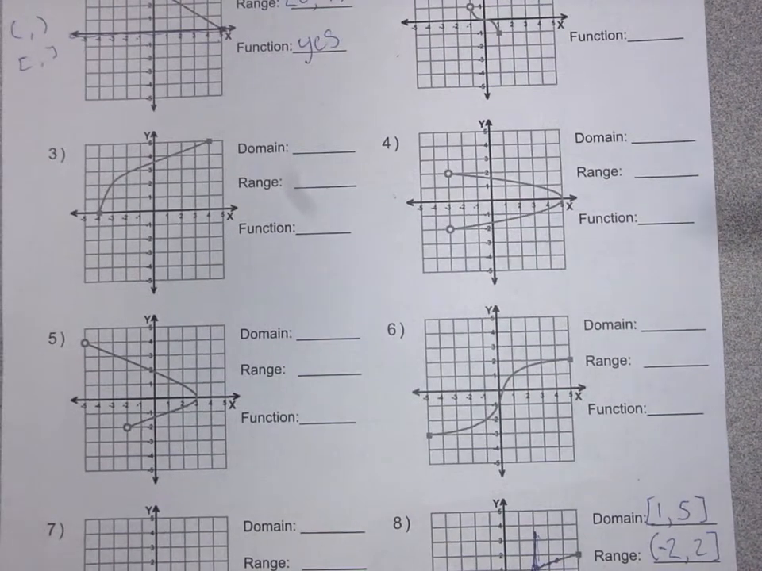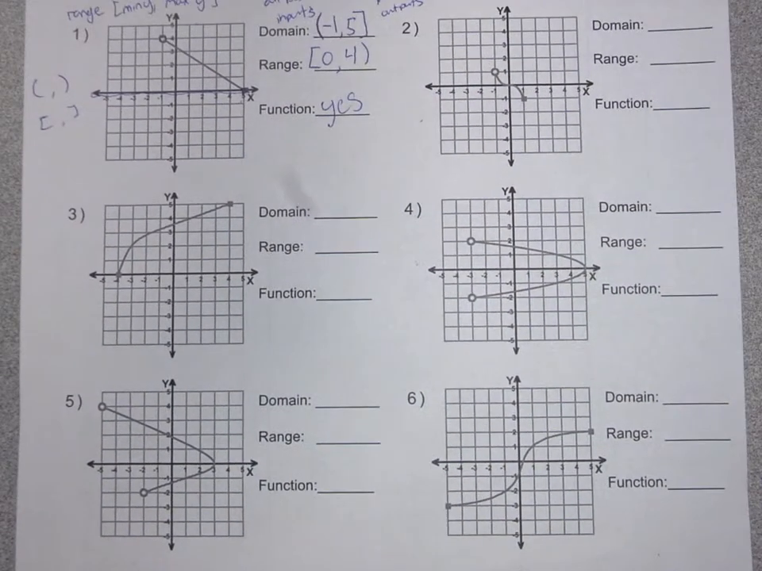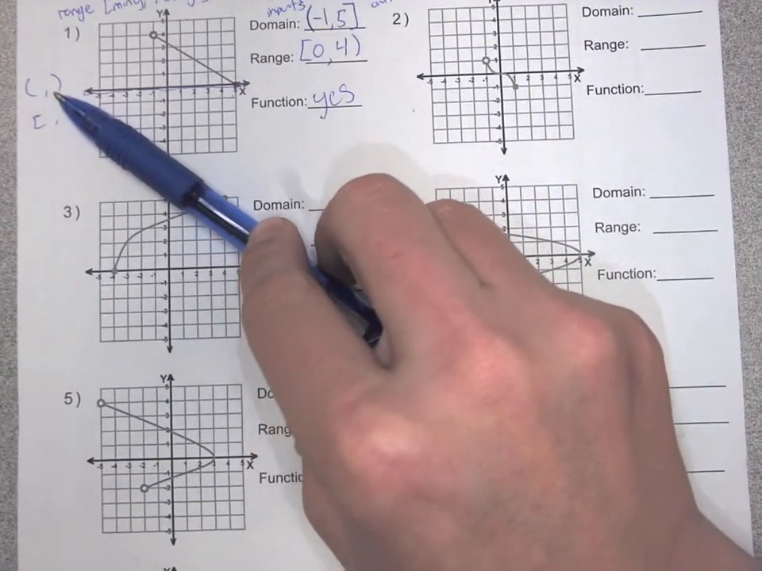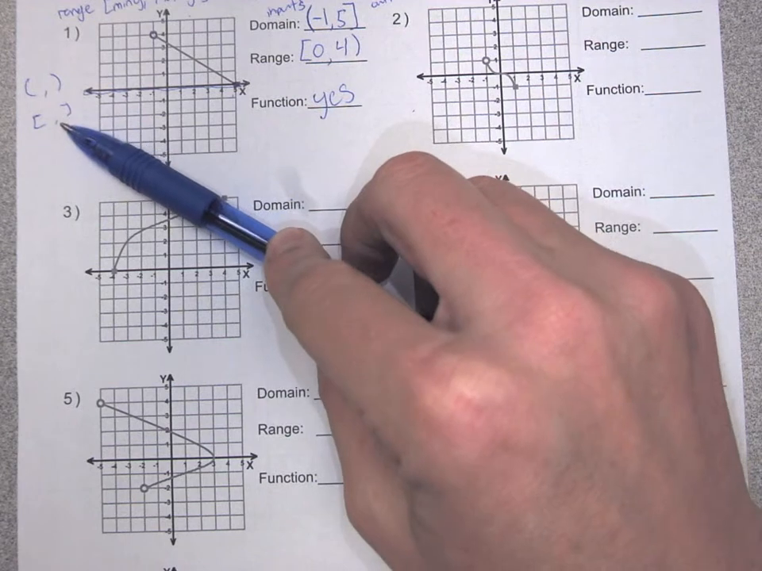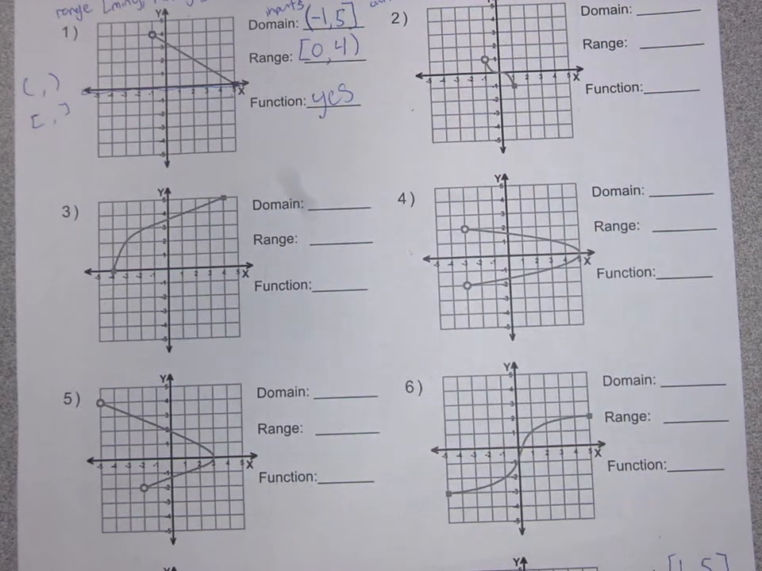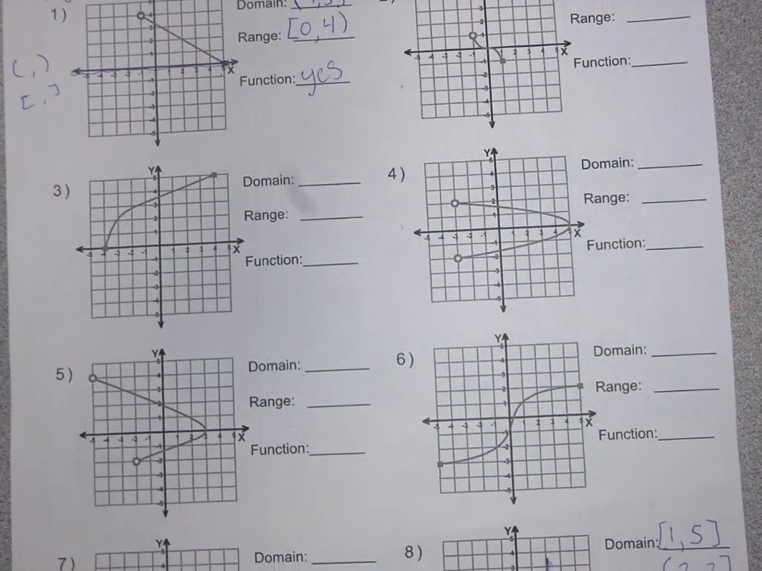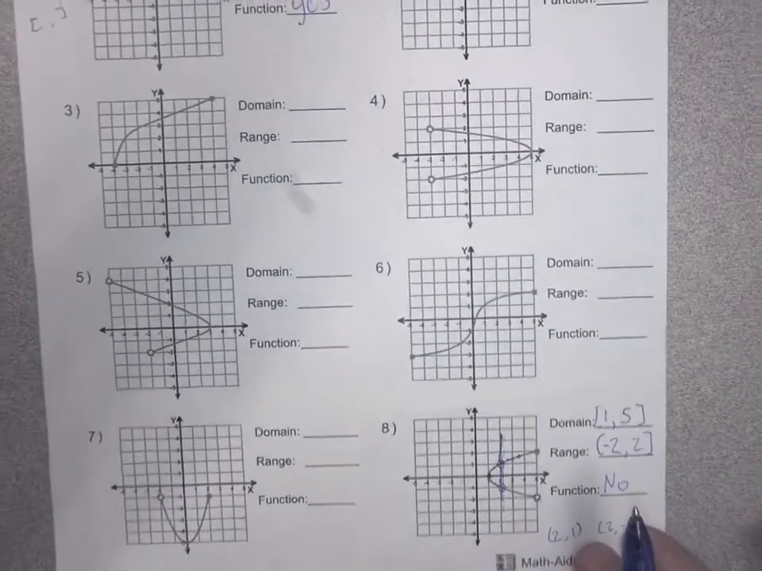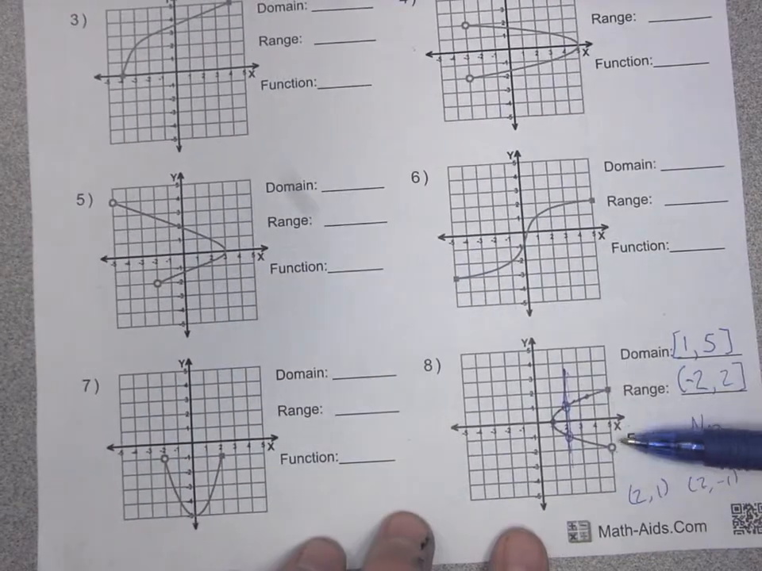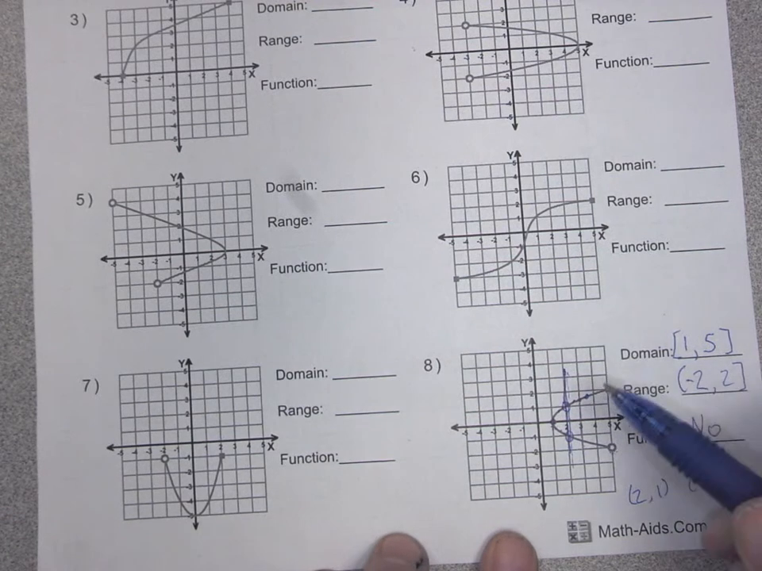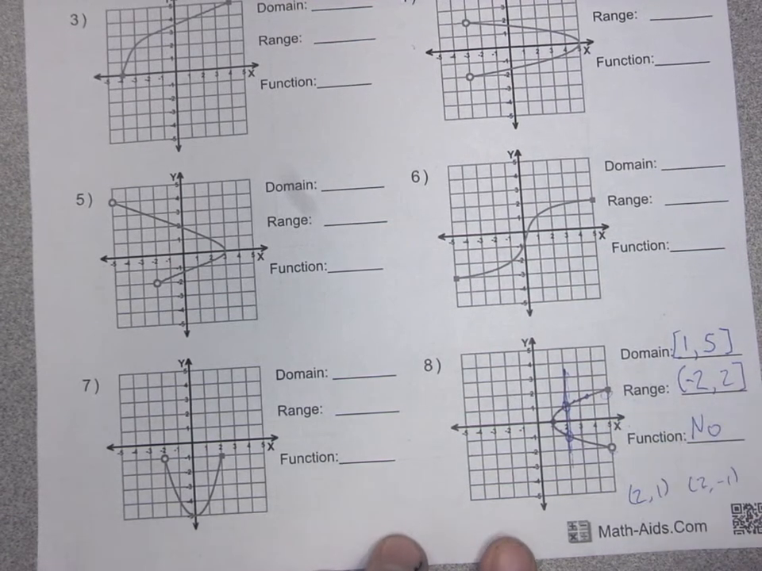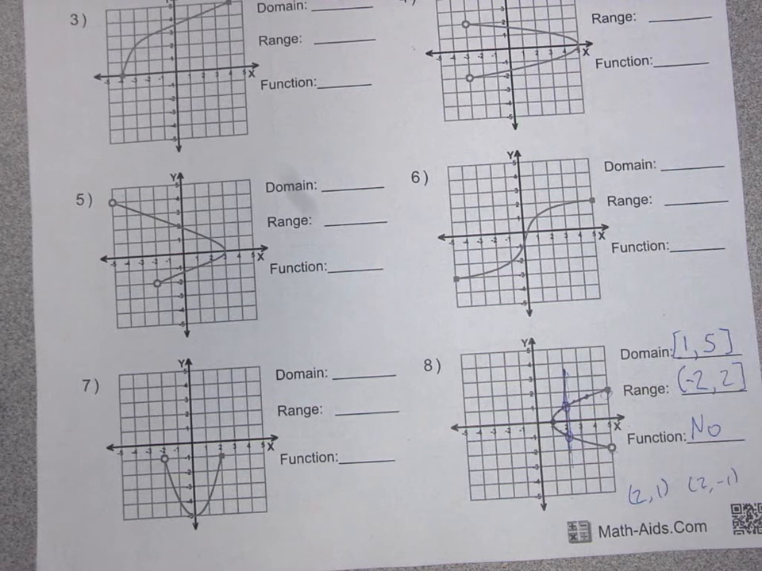All your domains and ranges are going to be intervals, so you don't have to worry about that. You're going to use parentheses when you have open dots, brackets when you have closed dots. You're looking for lowest to highest for x's, and lowest to highest for y's. And then if you have double, right, you have an open dot and a closed dot, the closed dot takes priority. So go with the closed dot if you have two in the same spot.